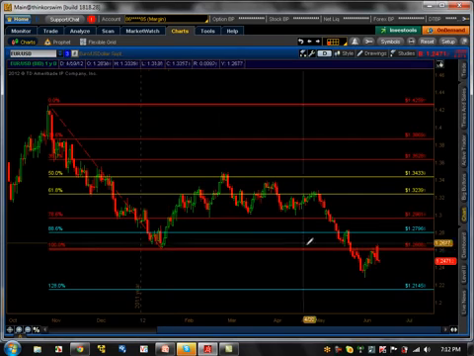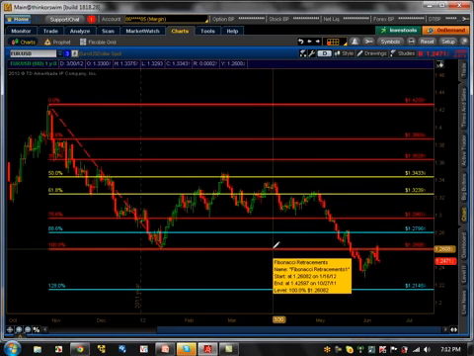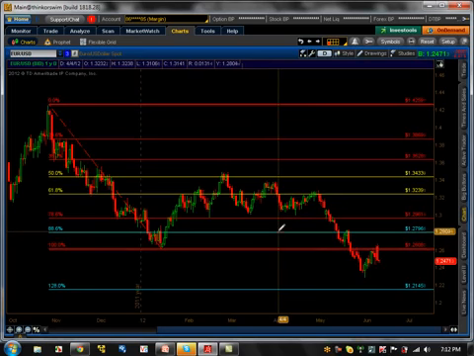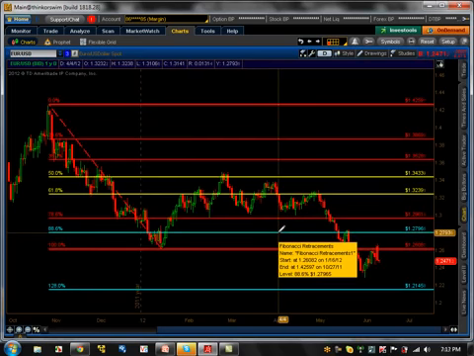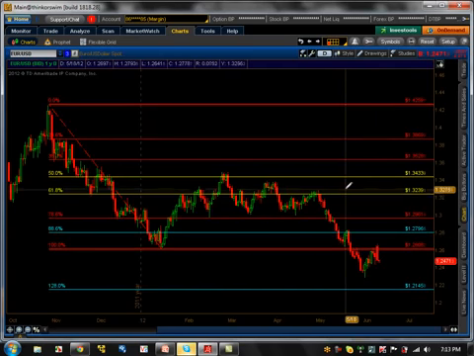Most people don't look at this 88.6. Most people are here gunning for that 100%. I'm warning you, and I'm warning you very hard right now: 88.6 is a key level. Do not overlook that. Because if you're gunning for that 100%, it gets to here and it bounces and reverses, kiss your profits goodbye. I'll talk about the stop.